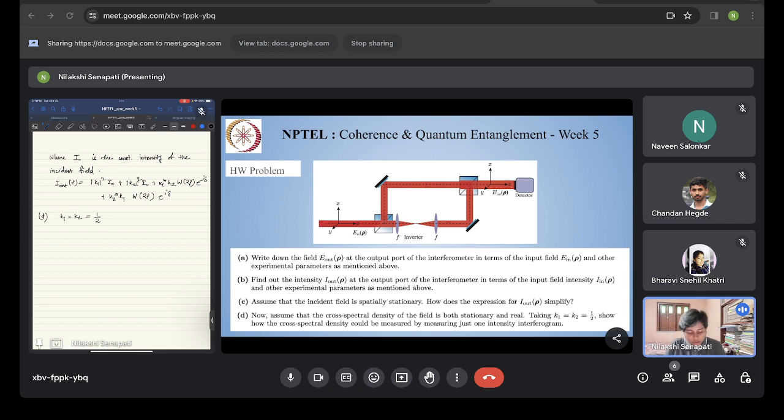Okay, so k1 equal to k2 equal to half. So now I output will become I output rho is equal to I0 by 2 plus 1 by 4. Now I am writing the W in terms of its real part and imaginary part.